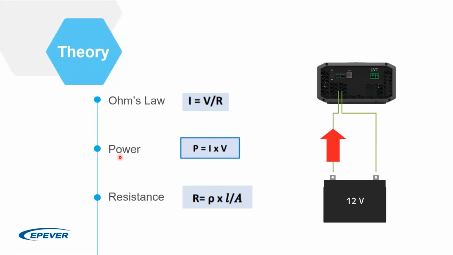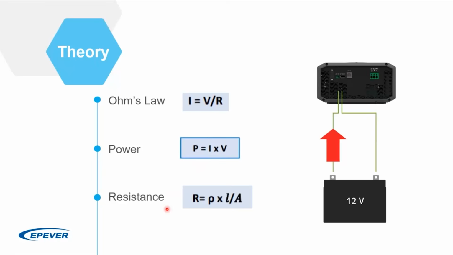And power is an expression of how much work an electrical current can do. It is measured in watts, and the symbol is simply P, and it can be calculated using the formula. Simply multiply the voltage by the current, and then you have the power.